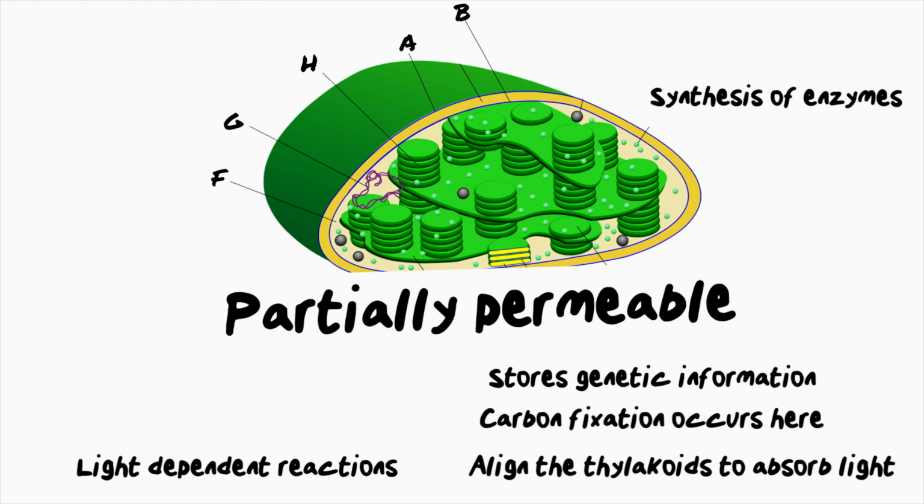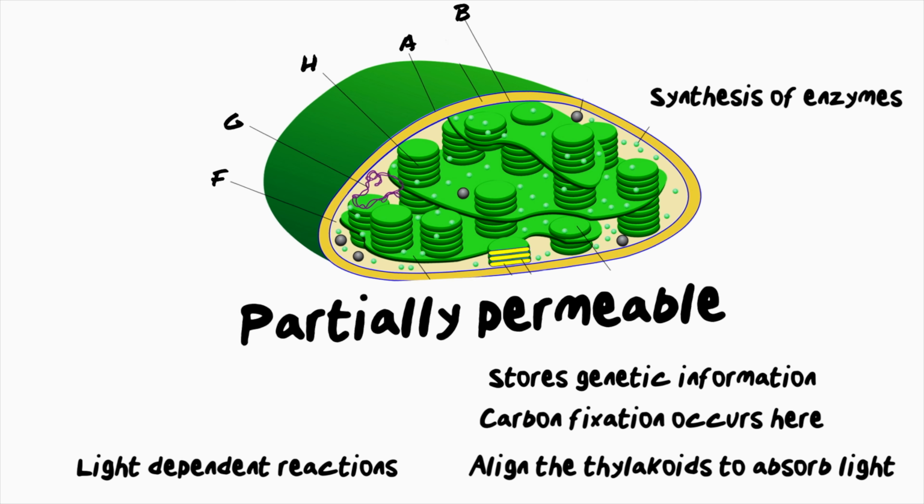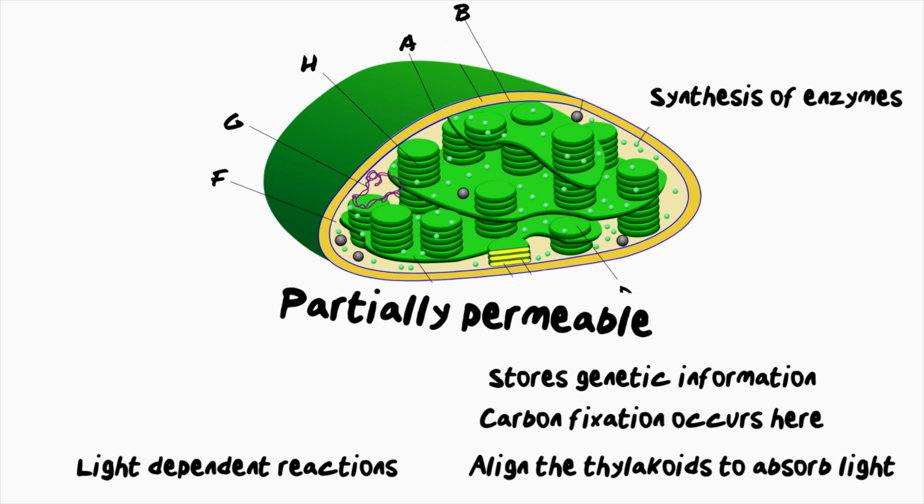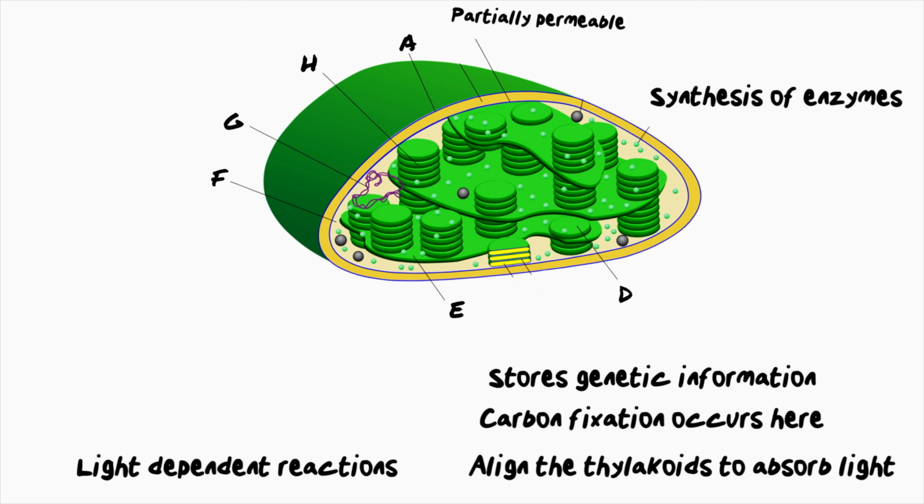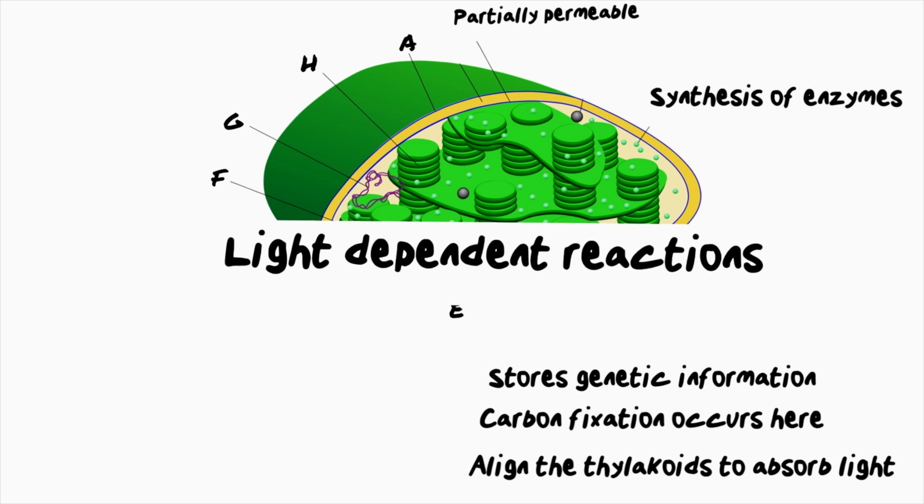So the chloroplast makes its own proteins with its own 70S or small ribosomes. It says here partially permeable. This means we're talking about membrane. So we do have the outer or inner membrane. Both are partially permeable. These are the ones that would allow the raw materials of photosynthesis to enter and products of photosynthesis to exit. Now it says light-dependent reaction. This means it's the part of photosynthesis that relies on light. I'm going to tell you more about it in just a moment.